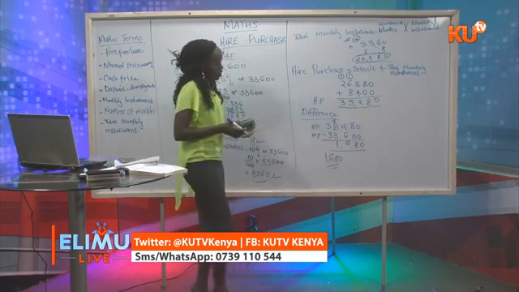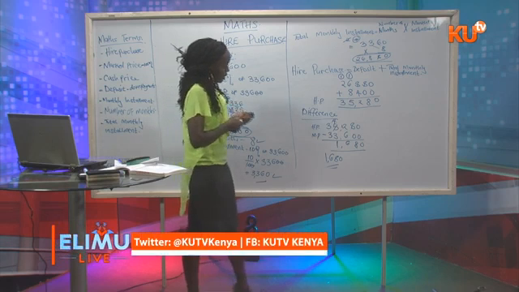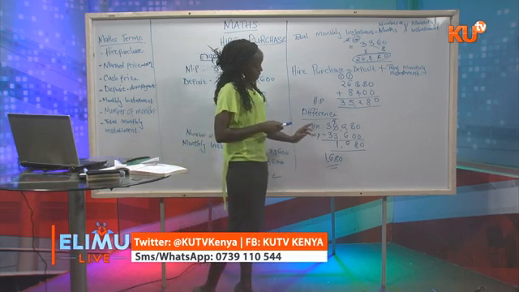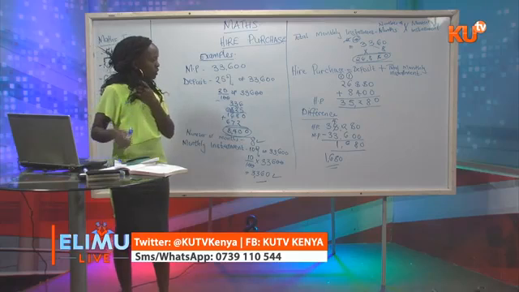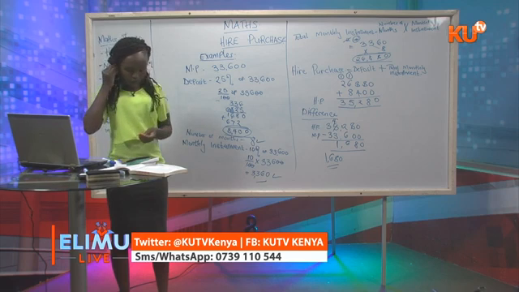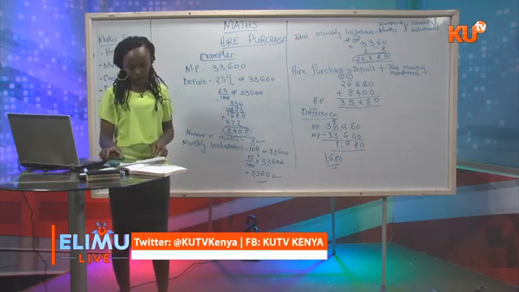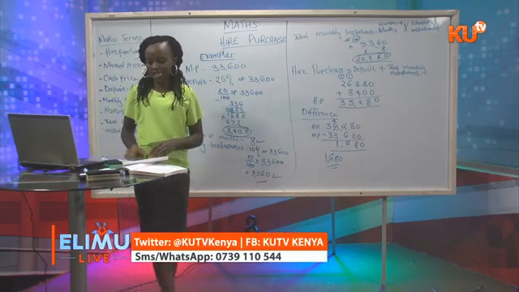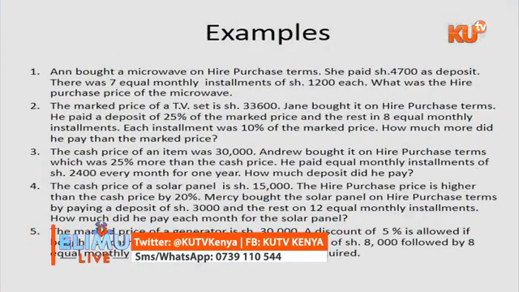Now the 1,680 is the difference between the hire purchase and the marked price. So the person who bought it on hire purchase paid 1,680 above the marked price. Remember we said that the hire purchase price is always higher than the marked price. So that person paid 1,680 more than the marked price. Very good. We look at another example. I hope you're enjoying and you can follow and flow with us. Number 3, we look at example 3. That was example 2. We look at example 3.